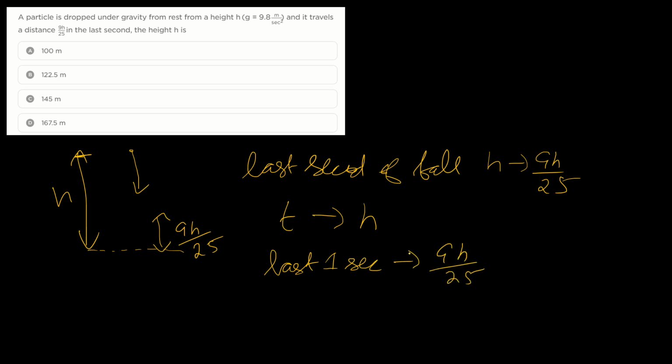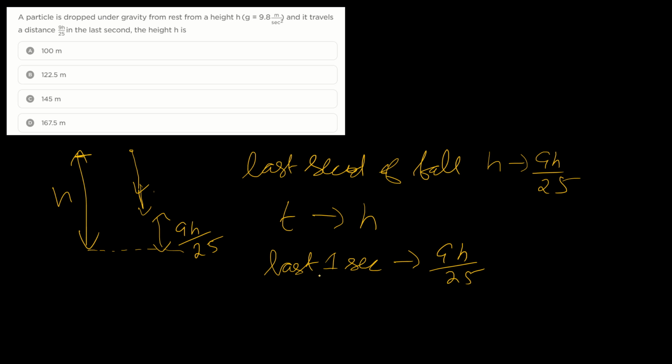Now what do we need to find? We need to find the height from which the particle is dropped. That means we have 9h by 25, and we have h. We need to find the height when it is free falling. Assume this much is the free falling height, this much is 9h by 25, and this much total is h.